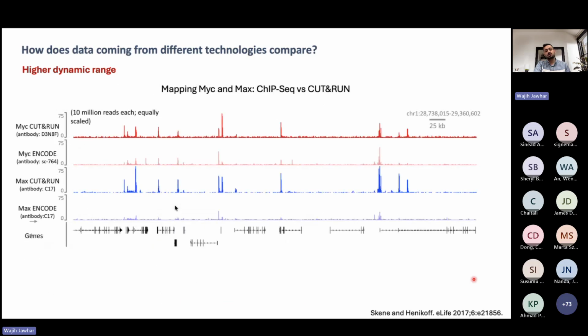And the same trend can also be seen when profiling other targets such as MYC and MAX, as seen in this example. And then in this paper, if you look at the peaks that overlap between MYC and MAX, there's significantly higher overlap from data coming from CUT&RUN, probably because ChIP-seq fails to adequately identify MAX peaks.